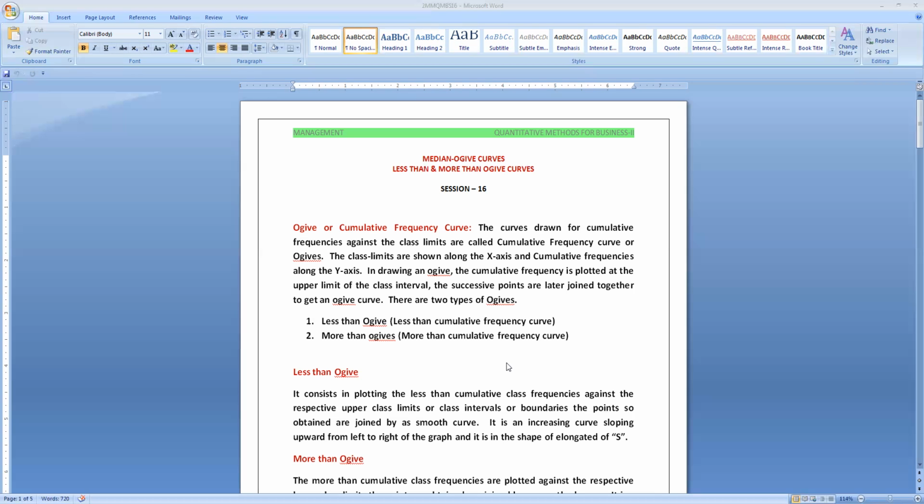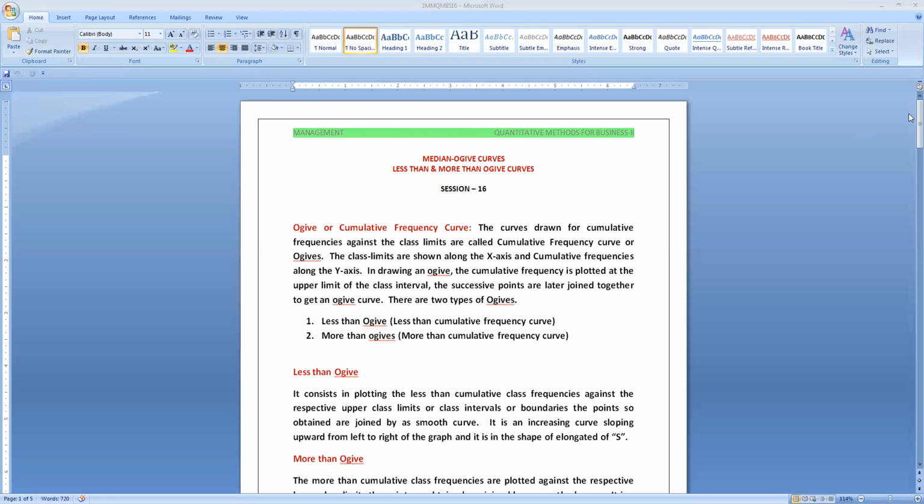In drawing an OG, the cumulative frequency is plotted at the upper limit of the class interval. The successive points are later joined together to get an OG curve. There are two types of OG. One is less than OG, the less than cumulative frequency curve. Another one is more than OG, the more than cumulative frequency curve.